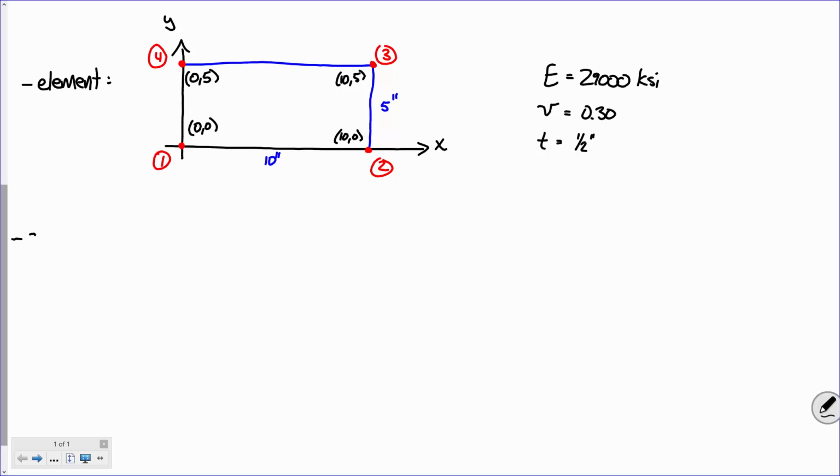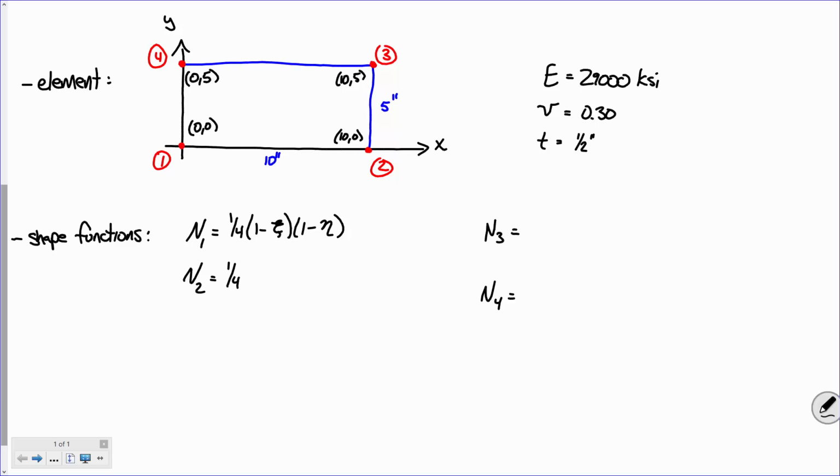So let's start off by looking at our shape functions. We'll do N3 over here, N4 here. Okay, so N1, the shape function is, what is this, like 1 over 4, 1 minus xi, and 1 minus eta. 1/4, 1 plus xi, 1 minus eta. And so forth.